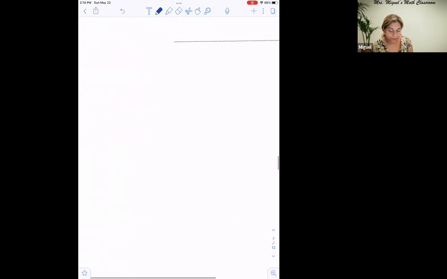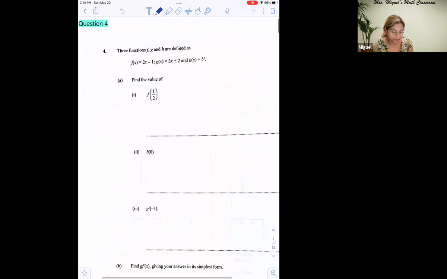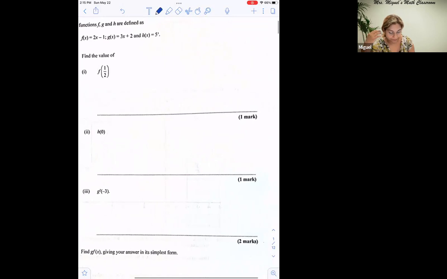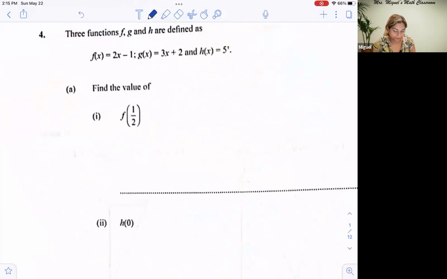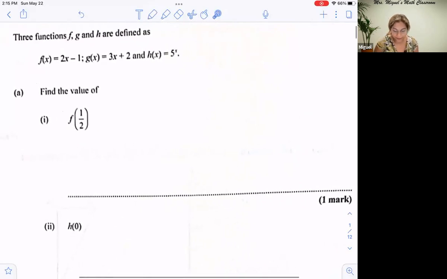So the first question we're going to look at, and I know some of you have done it already, so that's why we're not going to use our booklet. We're going to test our knowledge and our ability as to how much we know and how much we have to reinforce. The question reads, 3 functions, f, g, and h are defined as f of x, g of x, h of x. Find the value of. Now, if you look at the marking scheme here, this is 1 mark. So that's not supposed to be too difficult.